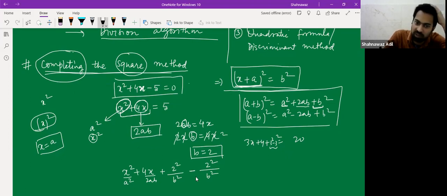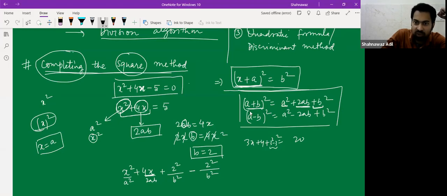Any question in this part? No, sir. So why is 4x not b? 4x is 2ab, right? So in your identity, this term is 2ab, and we have to compare this term with this term. If you see a square plus 2ab plus b square, then this is a complete square.